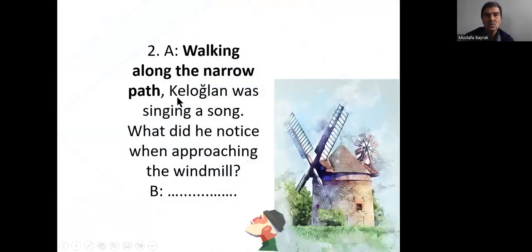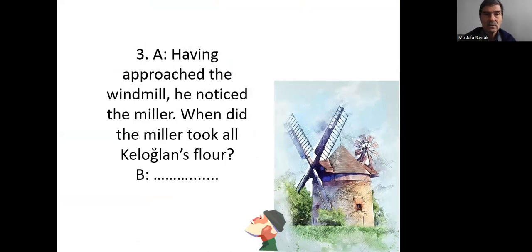Now, dialogue 2: walking along the narrow path, Keloğlan was singing a song. What did he notice when approaching the windmill? Yes, when he was approaching, or while he was approaching the windmill, while approaching the windmill, he noticed the old miller, the owner of the mill, windmill. Okay, dialogue 3: having approached, or this is also possible, yes, perfect form. Having approached the windmill, he noticed the miller yesterday.